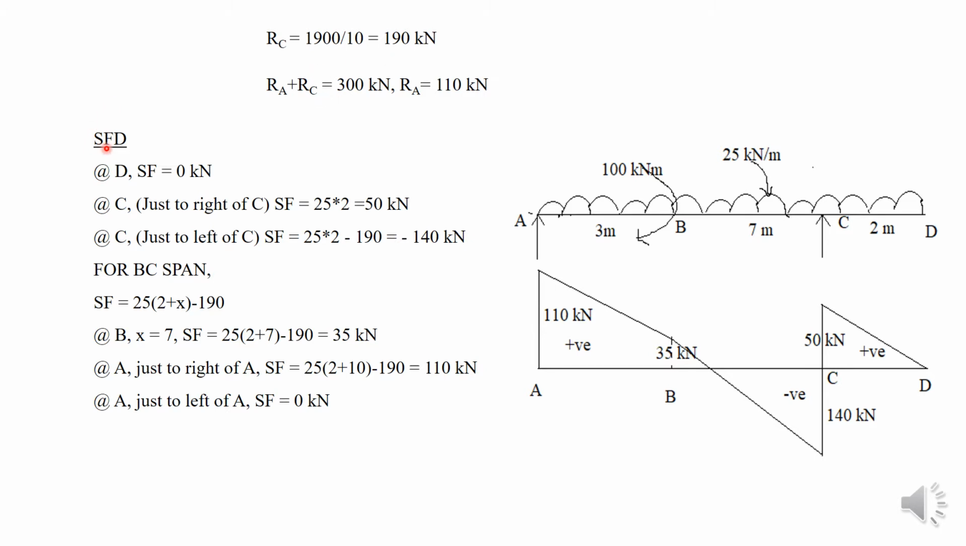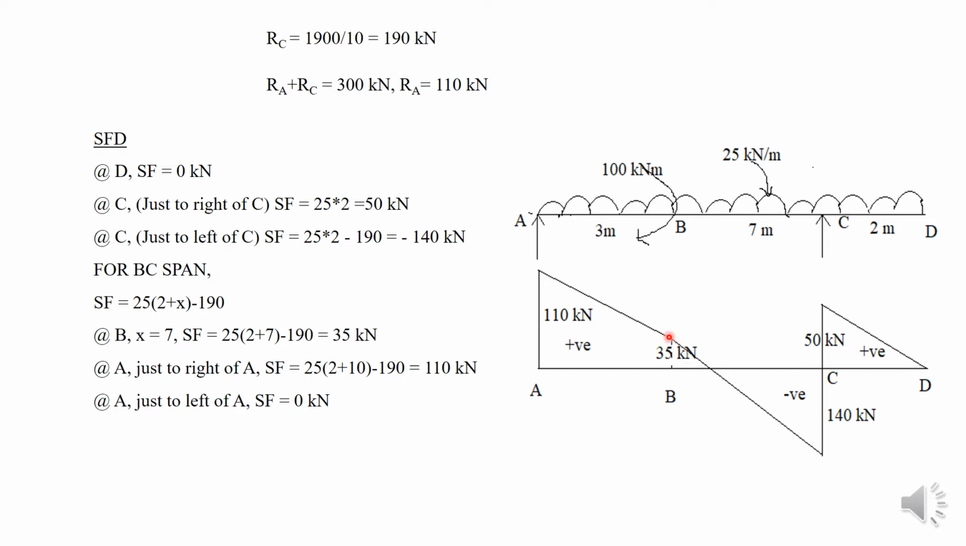Then start drawing the SFD and BMD. In order to draw the shear force diagram, consider a section line at a distance x from D, and then take the equation for shear force. Considering just to the right of C, you will get the value of shear force as 50 kilonewton, so 0 to 50. At C you can see the reaction RC, which is 190, so 50 minus 190, that is minus 140, will be here.